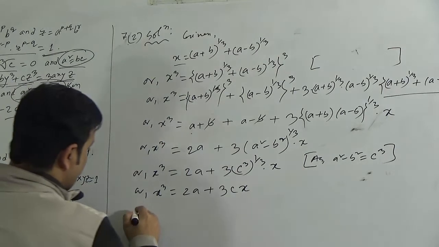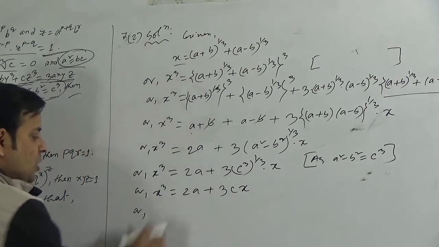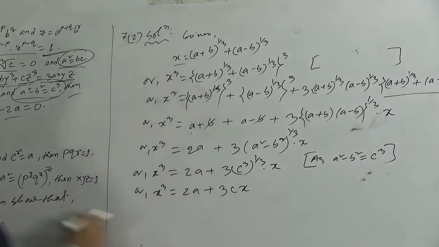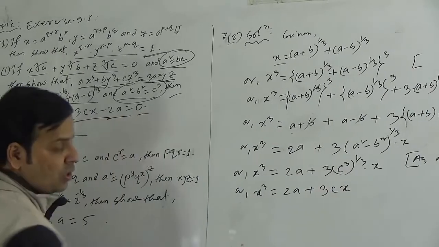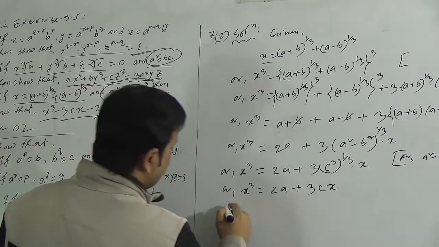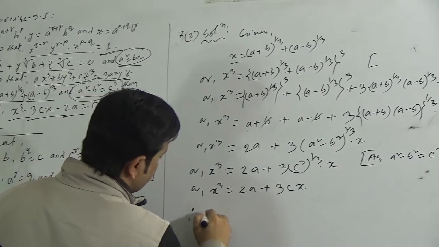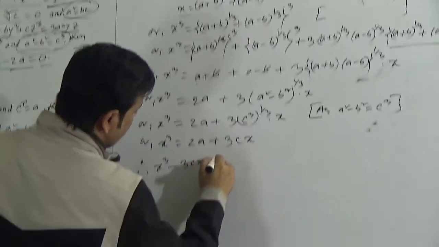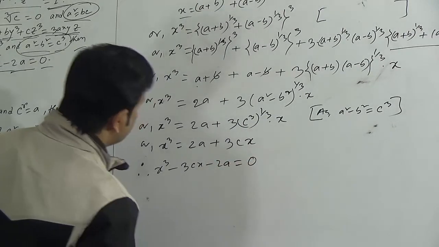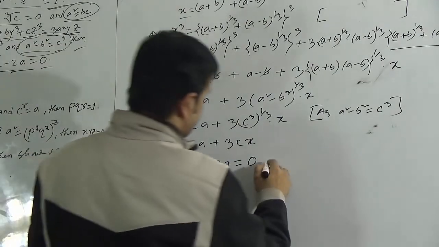Okay dear students, now you can look at the question. What is the question here? We need to show x cube minus 3cx minus 2a equal to 0. So if we shift these two terms to the left side, we will get our required answer, x cube minus 3cx minus 2a equal to 0. As we need to show this, we can write here: showed.